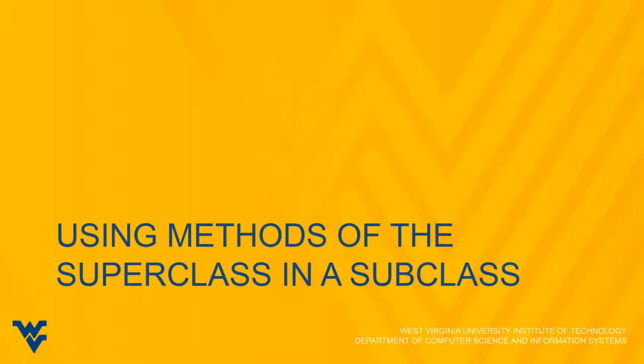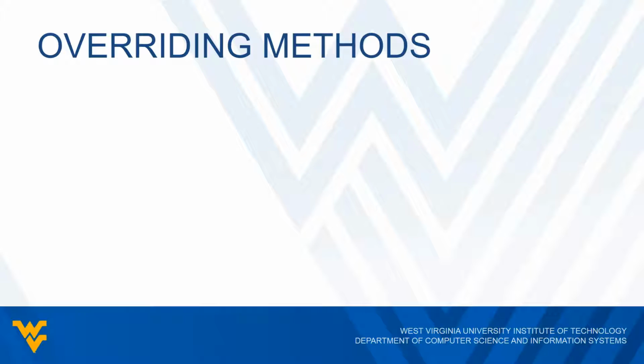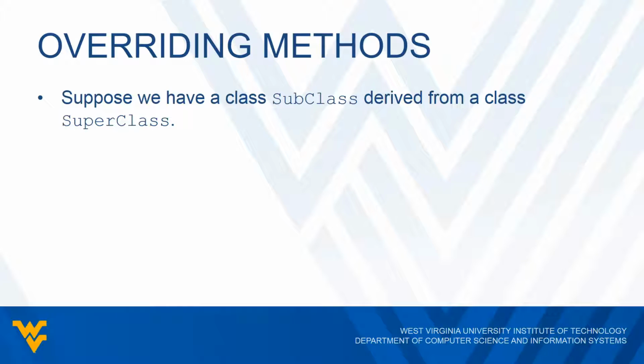One issue with inheritance is using the methods of a superclass in its subclass. So we're going to take a look at how we would actually handle that. Let's suppose we have some class, which we'll call subclass, and this is derived from another class, which we're going to call superclass. Original names, I know, but we're just going to go with it.